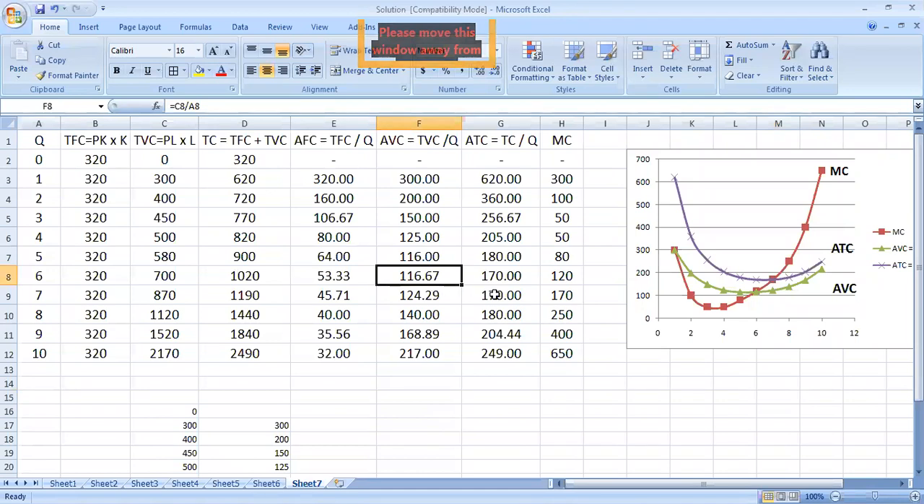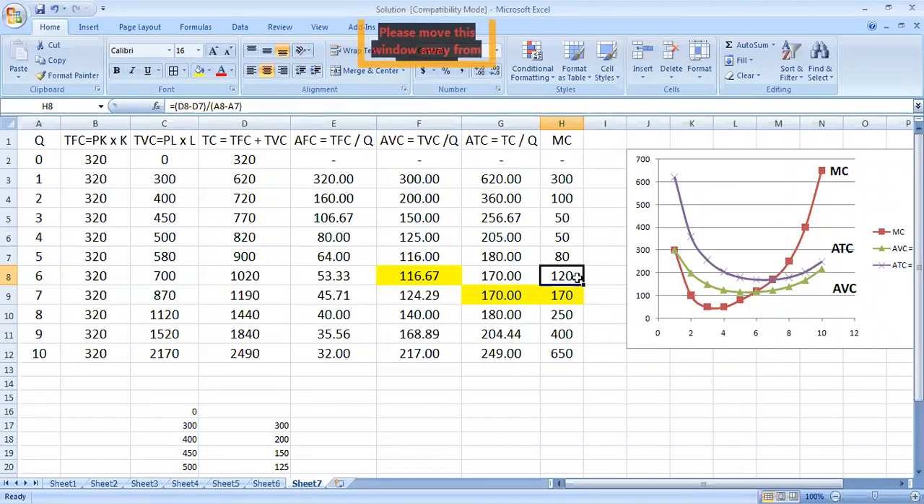If you could just see the values, the point where average total cost becomes minimum, it is equal to marginal cost. It is 170. The point where average variable cost is minimum, it should be equal to marginal cost, but here we have a difference of 3.33. Conceptually, 116.67 from average variable cost should be equal to 116.67 from marginal cost. But here it is not exactly equal.